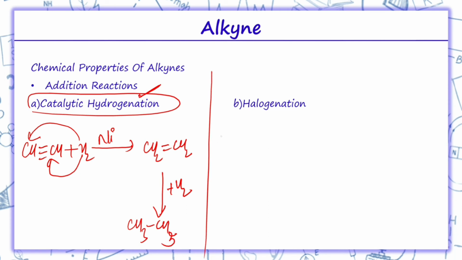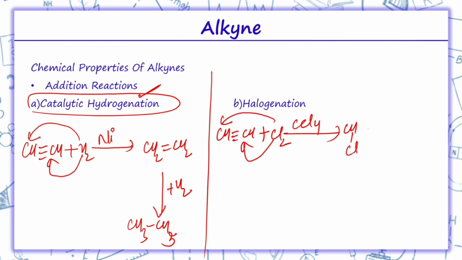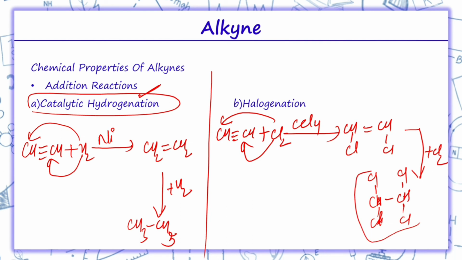Similarly halogenation. CH triple bond CH, on halogenation, that is Cl2, halogen is added in presence of carbon tetrachloride, Cl and Cl, so we will get CHCl double bond CHCl. Again if chlorination is performed, we will get CHCl2 CHCl2. Thus it is 1,1,2,2-tetrachloroethane.